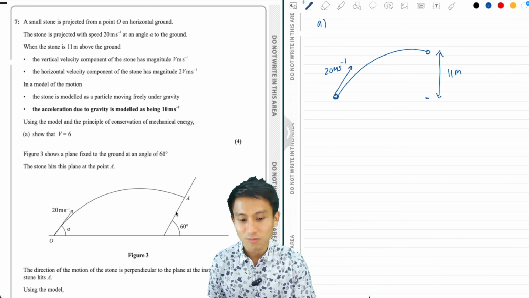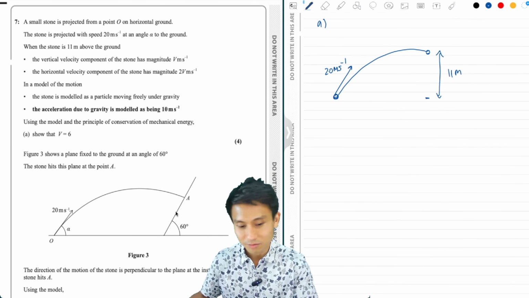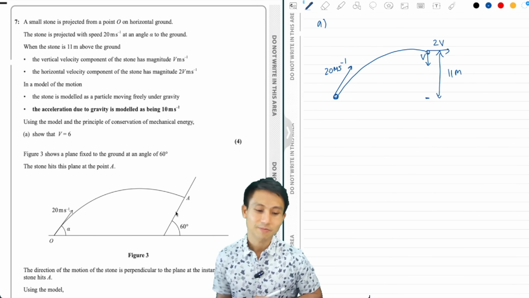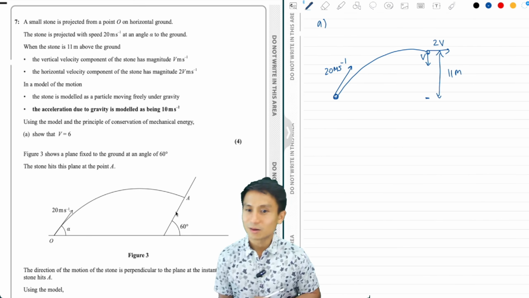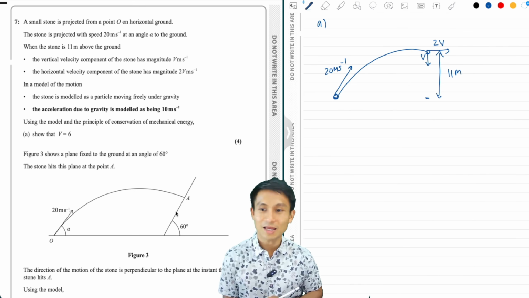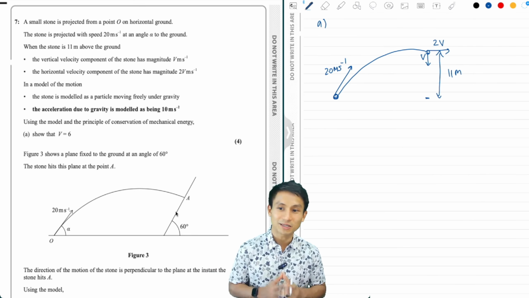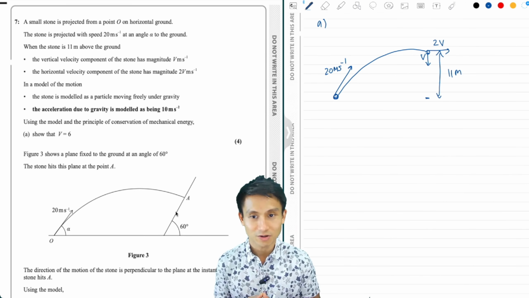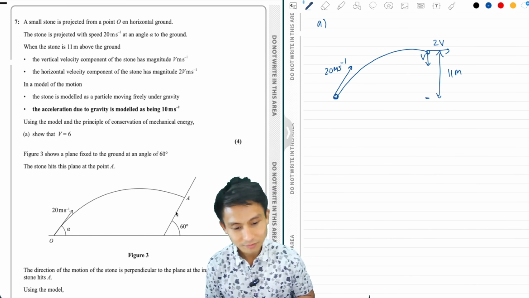I don't know whether it's going up or down. Because I drew it like this, I'm going to make it going down. It doesn't really matter because it's speed. In the first part here, A, we have to show that v equals 6 using the model and the principle of conservation of mechanical energy.